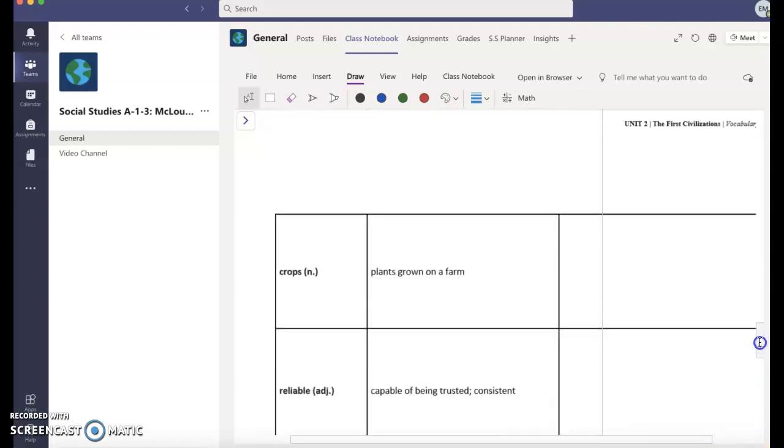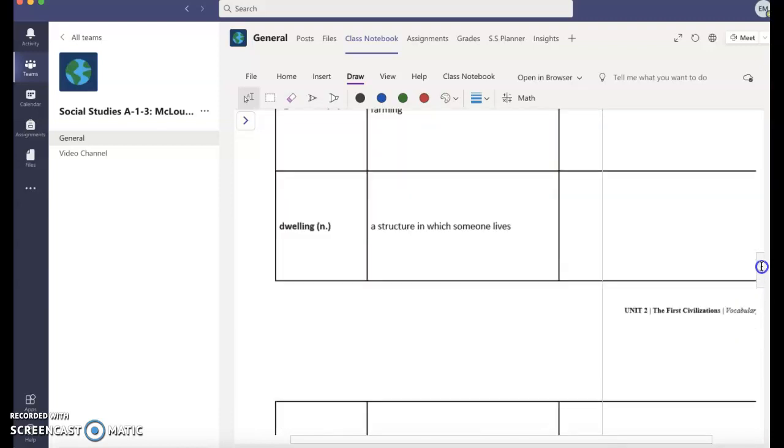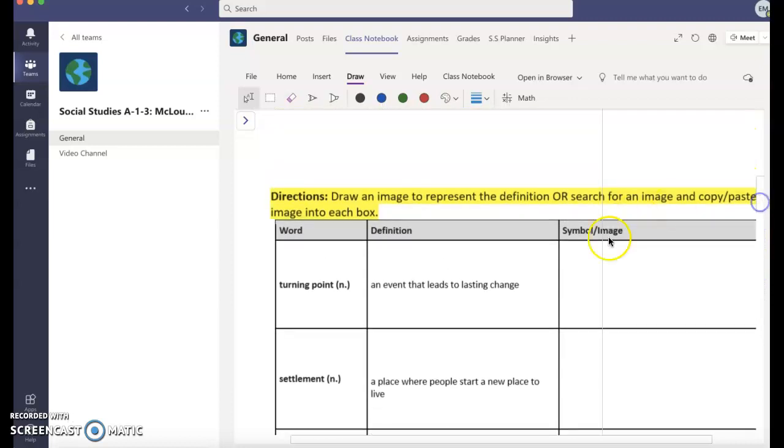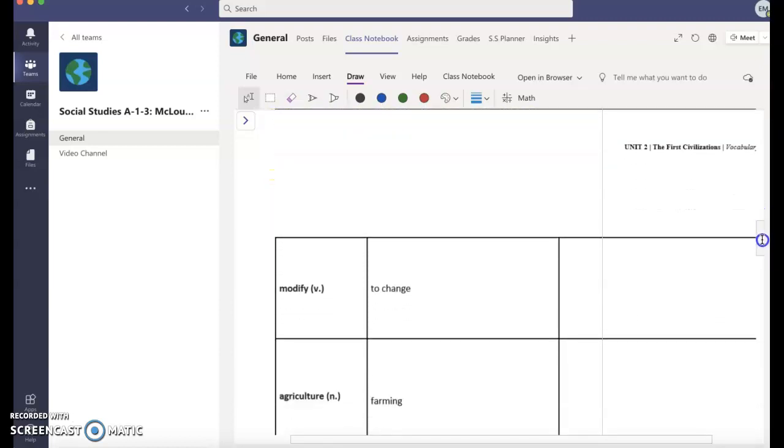So then I go back up, and for all of these, what you are going to do is either draw a picture or find one on the internet and copy and paste it for a symbol that will help you remember each vocabulary term. They don't have to be the same as anybody else in the class, right? It's what will help you remember.